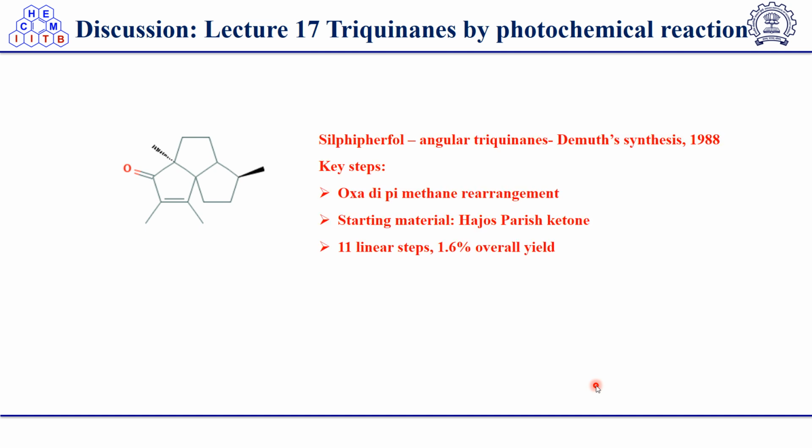So first we saw the total synthesis of sulfurpherol by Demuth's group in 1988. So here a tricyclic enone which was required was obtained from the chiral enone via Diels-Alder methodology, and the key reaction was the oxa-di-pi-methane rearrangement. The starting material was Hajos-Parrish ketone, which could be prepared from methyl vinyl ketone and 2-methyl-1,3-cyclopentadione. Then it took 11 linear steps and 1.6 percent overall yield, and he could complete the total synthesis of this natural product.